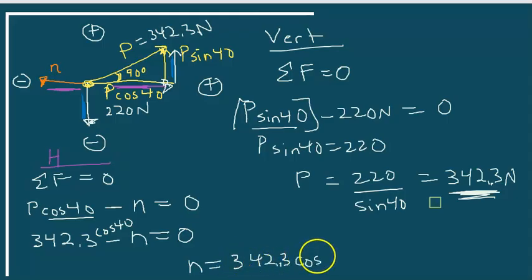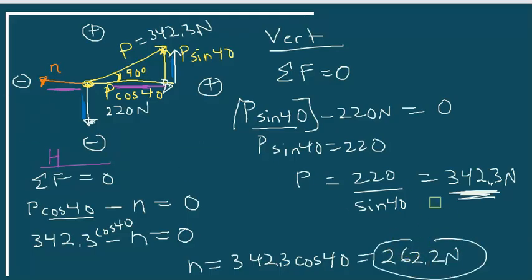342.3 cosine of 40. And sine and cosine are always 1 or less. So this is going to make the number smaller, to 262.2 newtons. So that's how much pressure this is, 262.2. All right. So hopefully that makes sense. We're going to keep practicing.